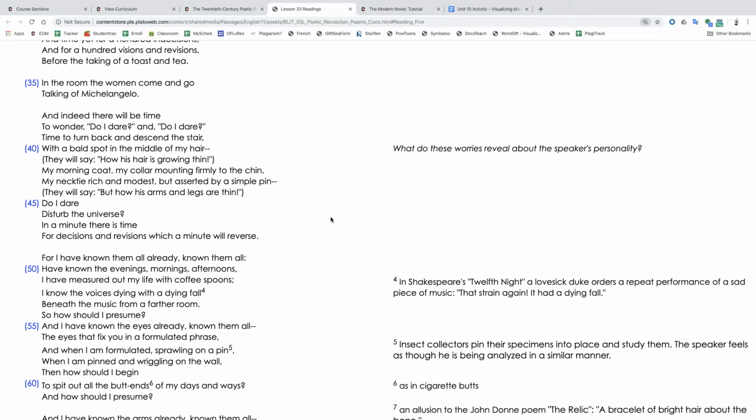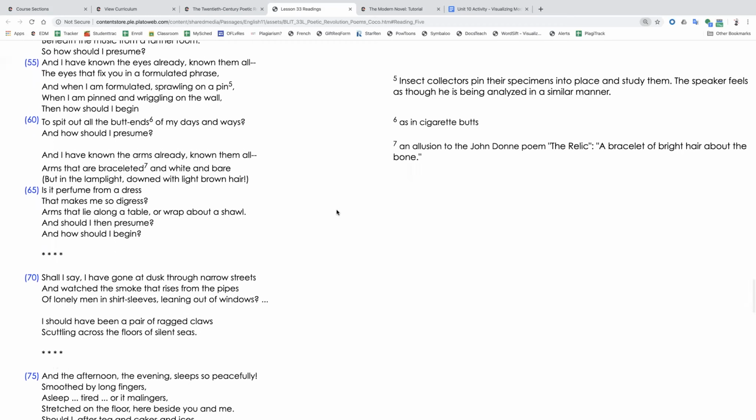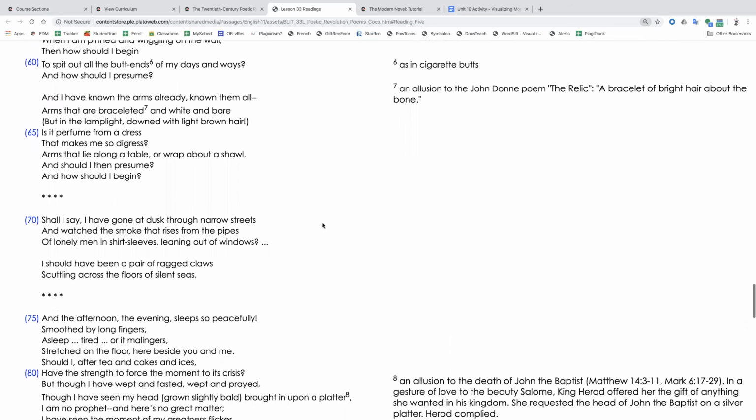I have measured out my life with coffee spoons. Just like the meaning of my life is just small. Like I haven't done anything significant. A coffee spoon can measure out the important things that I've done. So he's afraid that he's just not an interesting enough person.